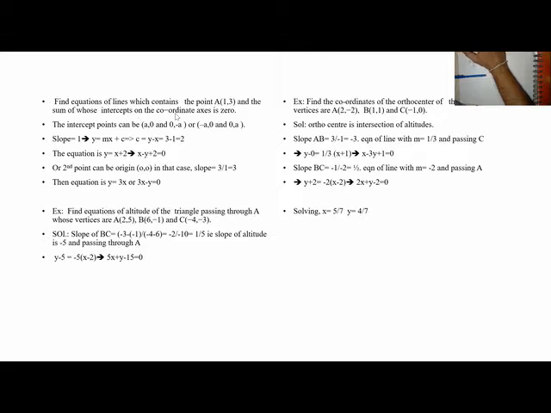Contains (1, 3) and the sum of whose intercepts is equal. Equal means what? y by x is 1. The sum of the intercepts on the coordinate axis is 0. So when y is this, x is 0. Going to this point, the sum of intercepts is 0.